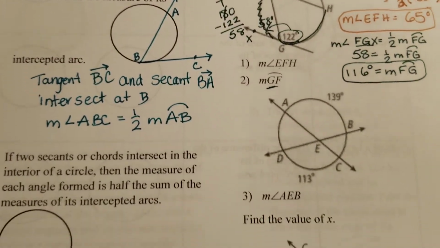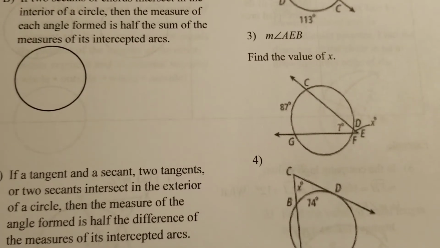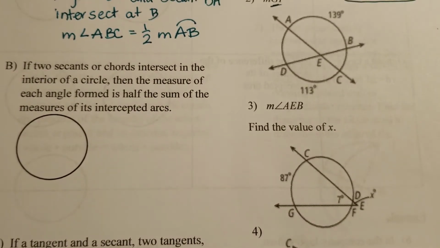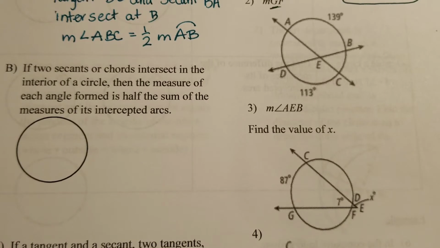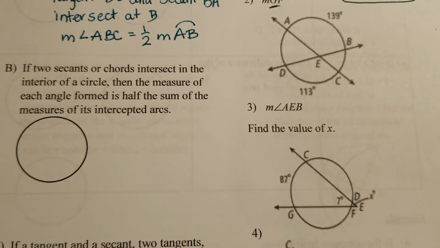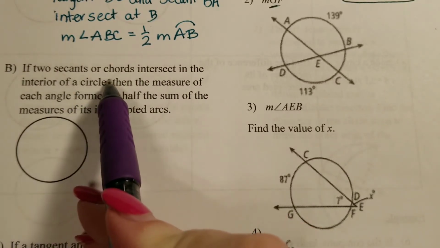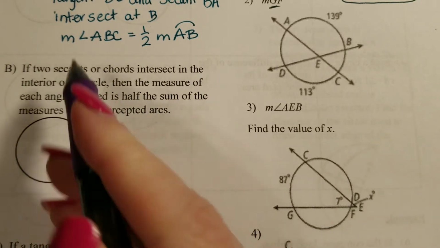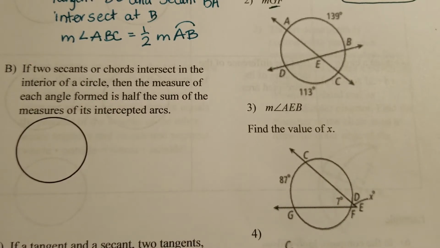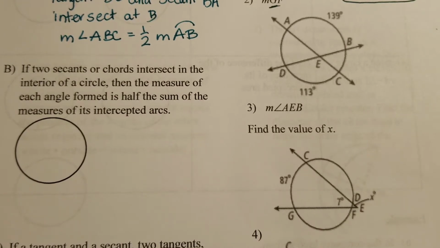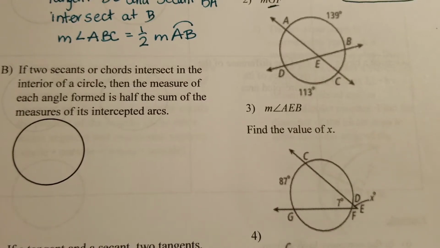The next theorem we're going to look at, I've labeled it B on your paper, is: if two secants or chords intersect in the interior, that means inside the circle, then the measure of each angle formed is half the sum of the measures of its intercepted arcs. So what does that mean?